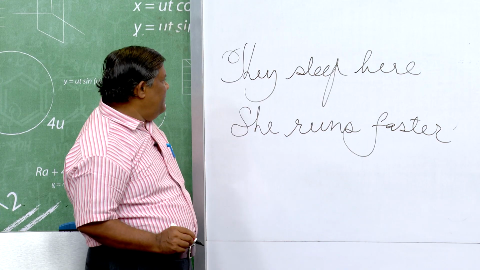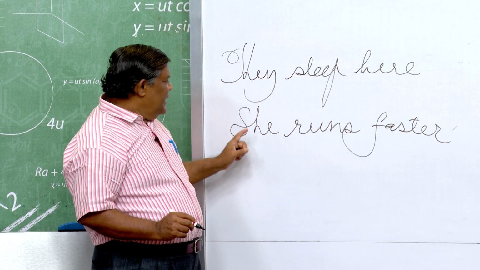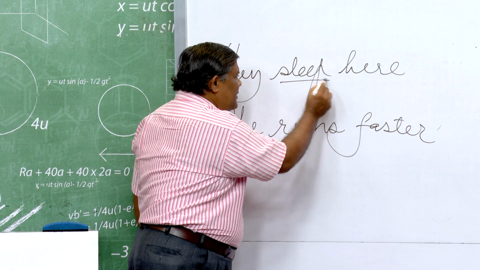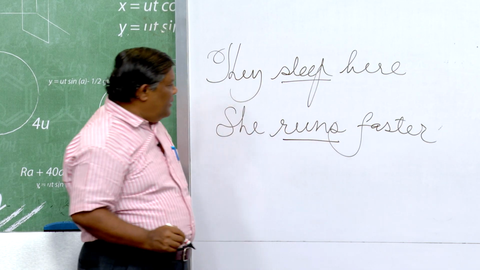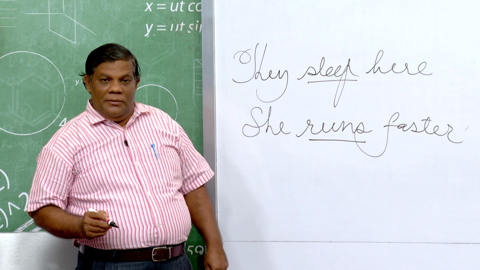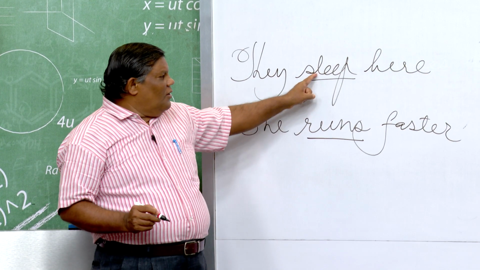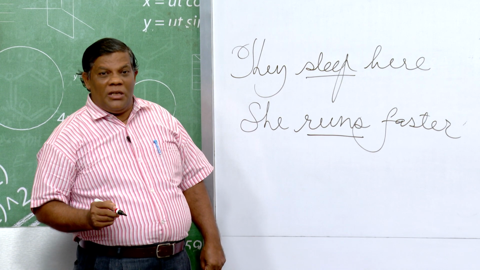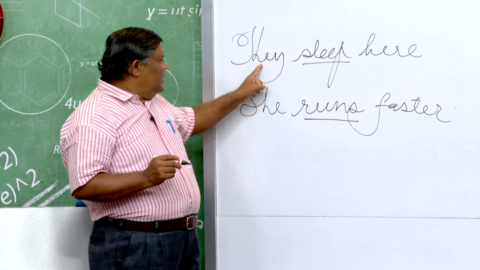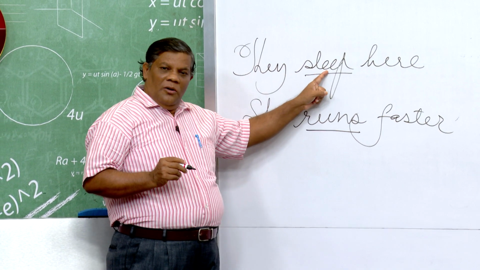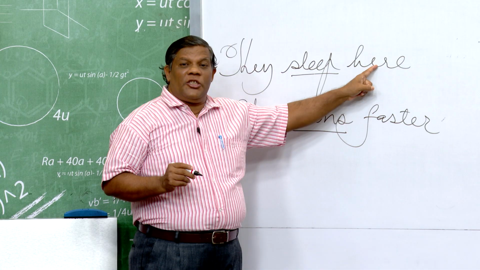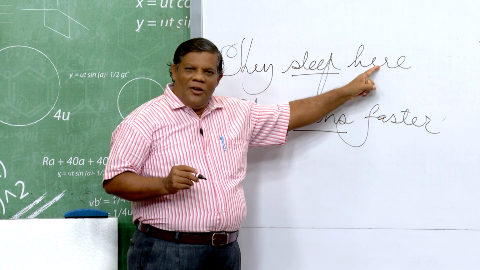I am now writing two sentences here: "They sleep" and "She runs faster." Here sleep is a verb, and here runs is also a verb. Let us see whether they are transitive or intransitive. These verbs are called intransitive verbs because they do not carry any object. This is the subject of the sentence, this is the verb, and here it is an adverb, an adverb of place, not an object.